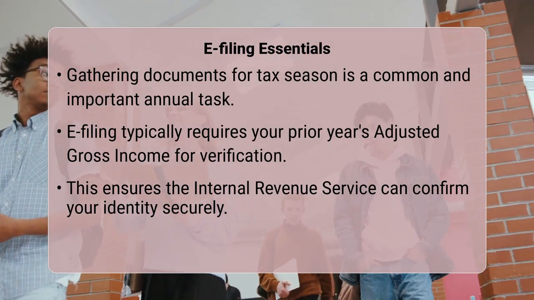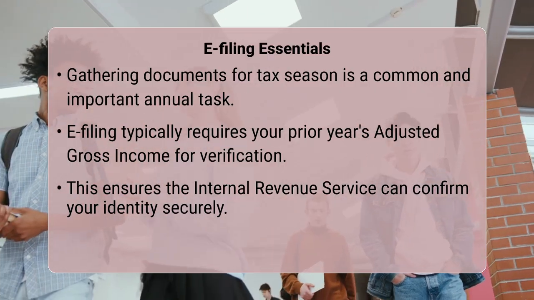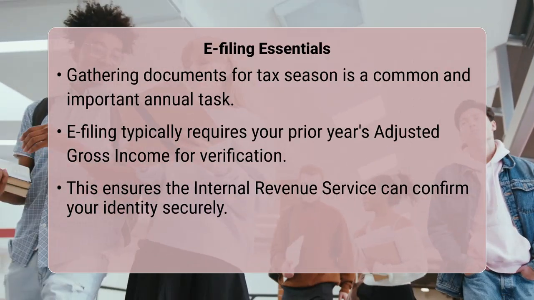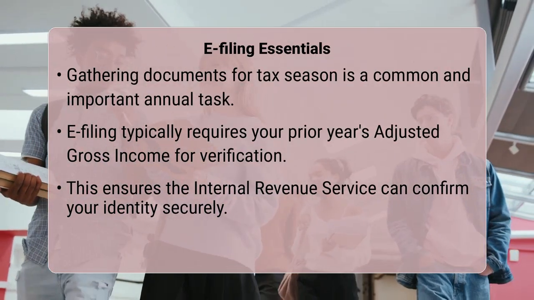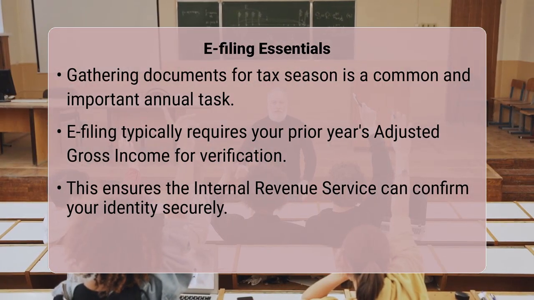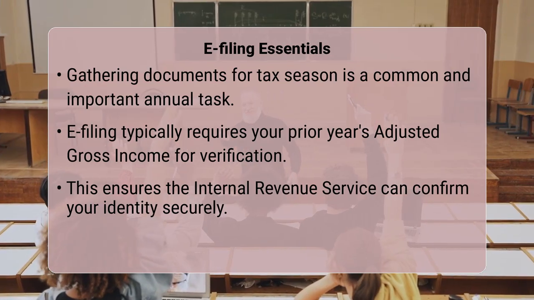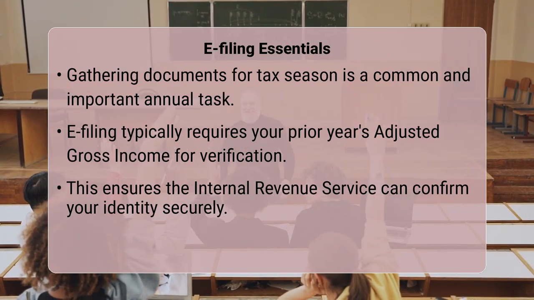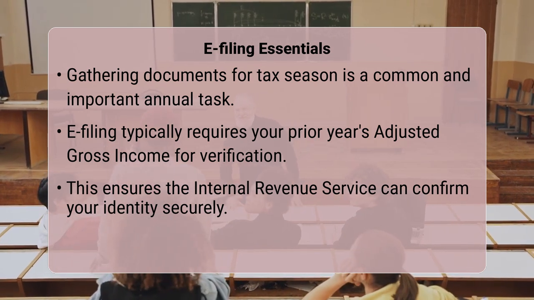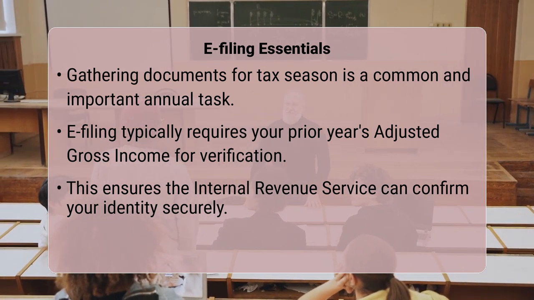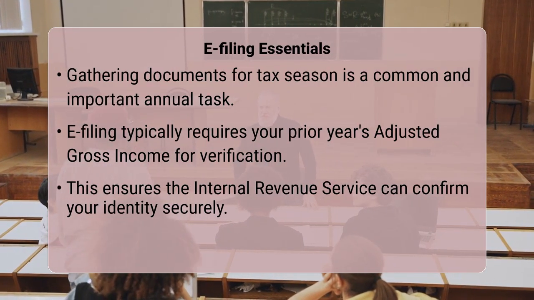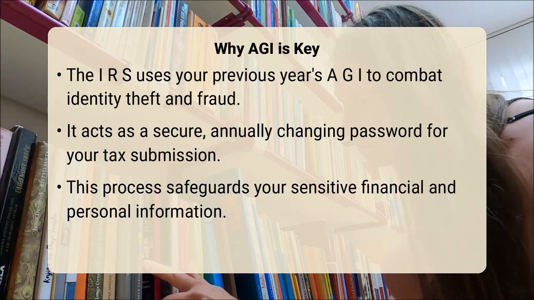As tax season approaches, many of us start gathering documents and preparing to file. You might be wondering about a crucial piece of information from last year, especially if you plan to submit your taxes electronically. Yes, you generally do need a piece of information from your prior year's tax return to successfully e-file your federal income taxes. Specifically, the Internal Revenue Service requires your adjusted gross income, or AGI, from your previous year's tax return for identity verification.